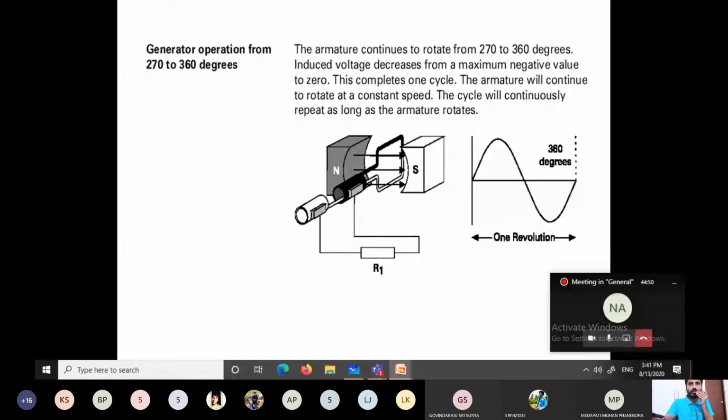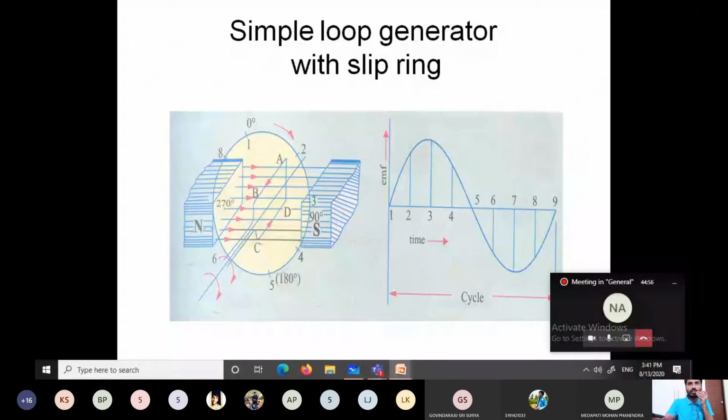Okay, so this is a simple loop generator with a split ring. The split ring consists of splits called segments. You can see the figure. In this particular figure it represents the coil placed in a magnetic field and the rotation direction, so that the EMF induced in the coil will be sinusoidal in nature.